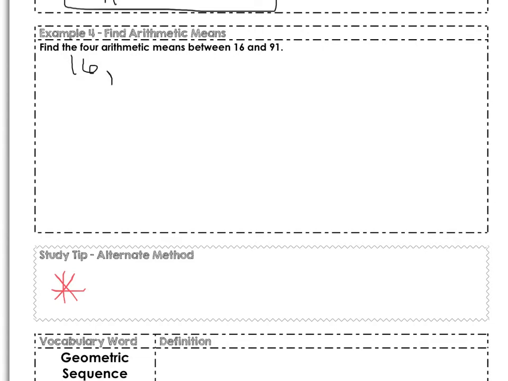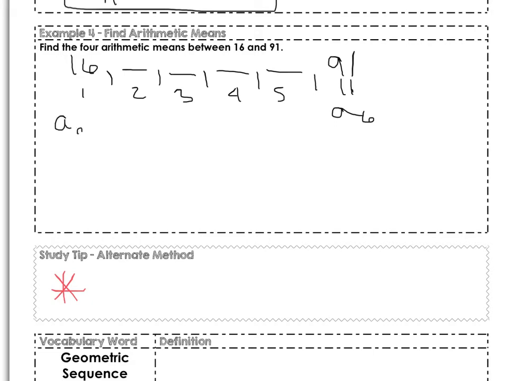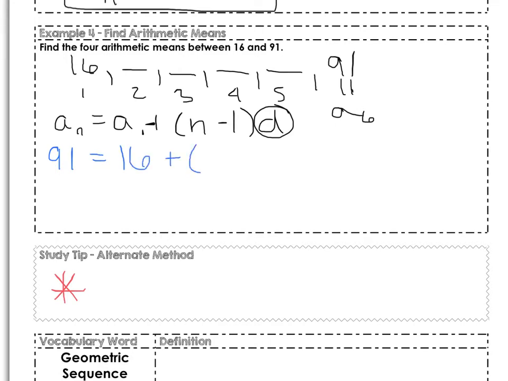So if there are four terms between these, that tells me that 16 is my A1, and 91 is first, second, third, fourth, fifth, six. He's representing our sixth term, okay? So now we can use our equation of An equals A1 plus n minus 1 times d to first figure out what my common difference is. So let 91 be our nth term. 16 is going to be our A1. Our n is 6, but we don't know what the common difference is.